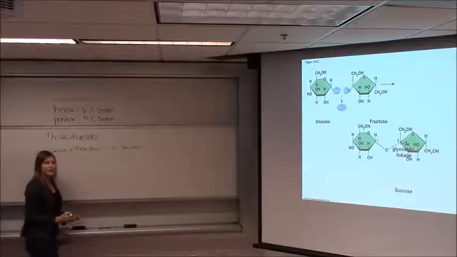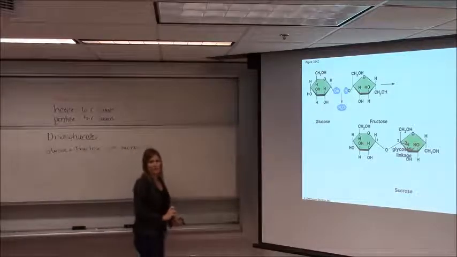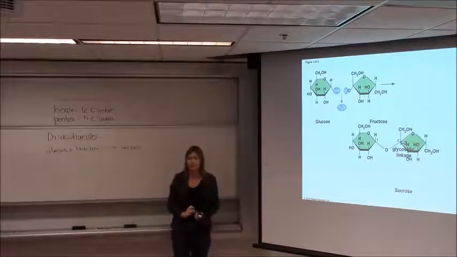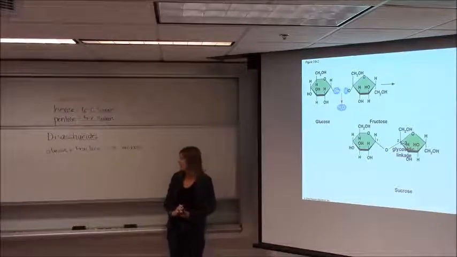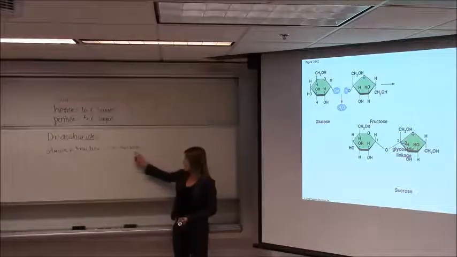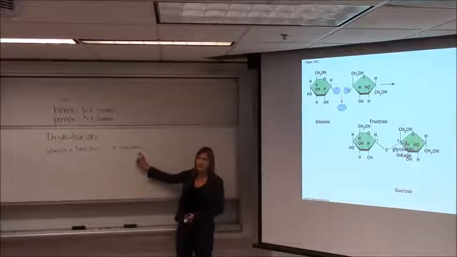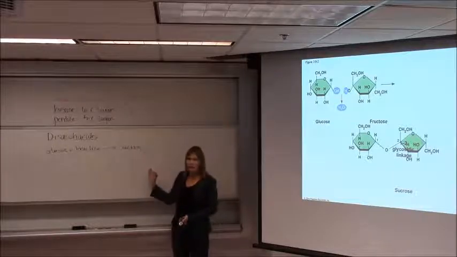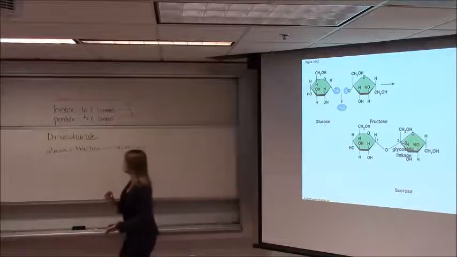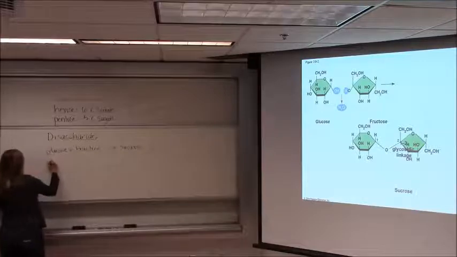So sucrose is a disaccharide. This is how plants transport sugars through their tissues. Most plants do not transport sugars as monosaccharides. They transport them as disaccharides. And that's how we're able to harvest sucrose. Some plants in particular transport a lot of sugars, sugar cane and sugar beets, and we're able to harvest that sugar and use it to sweeten our food.